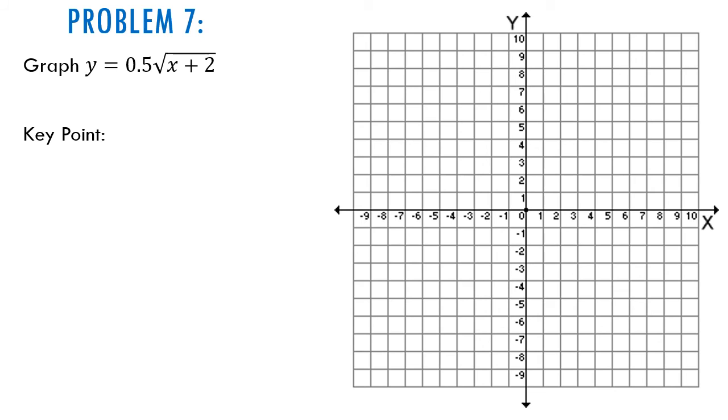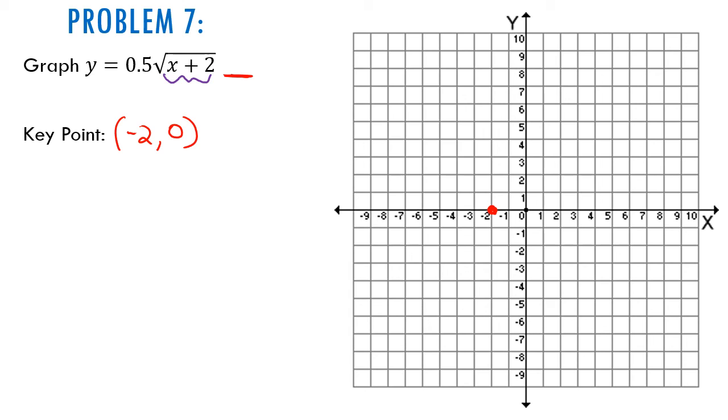Okay, problem 8. We have y equals 0.5, the square root of x plus 2. And once again, we look here and ask ourselves the question, what number plus 2 would equal 0? It would be negative 2. We don't have a back number this time, so it will just be 0. So that's going to be our first point, negative 2 comma 0.